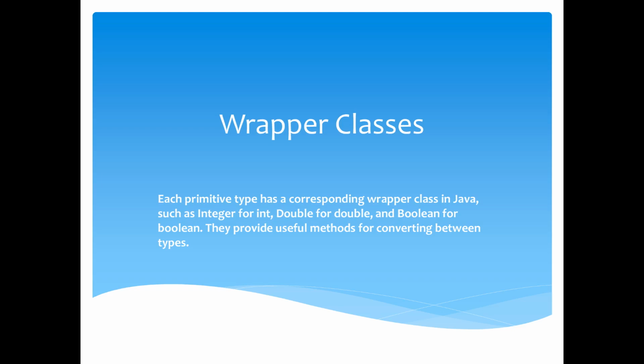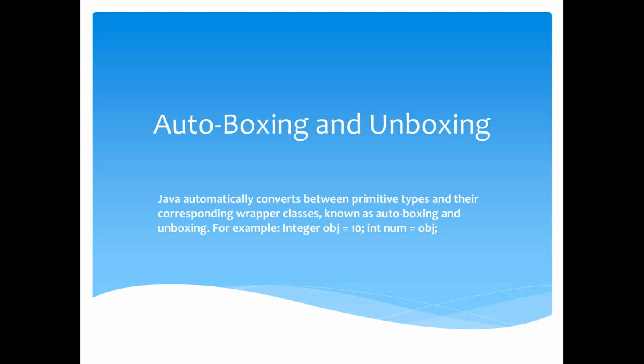Wrapper classes. Each primitive type has a corresponding wrapper class in Java, such as Integer for int, Double for double, and Boolean for boolean. They provide useful methods for converting between types. Autoboxing and unboxing. Java automatically converts between primitive types and their corresponding wrapper classes, known as autoboxing and unboxing. For example, Integer obj = 10, int num = obj.